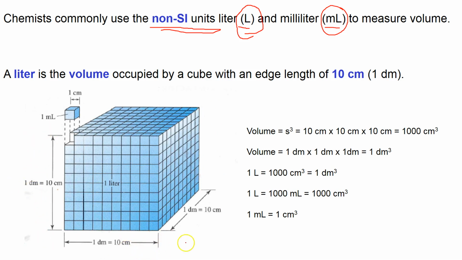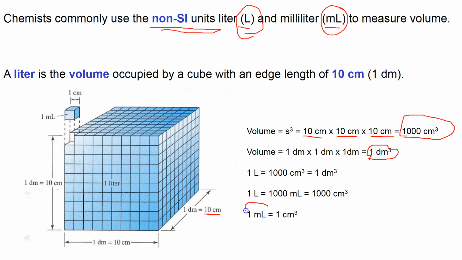So 1 decimeter times 1 decimeter times 1 decimeter, that would be a liter is the same as 1 decimeter cubed. Now a decimeter is exactly the same as 10 centimeters. So a liter is also the size of a cube that is 10 centimeters by 10 centimeters by 10 centimeters, or 1,000 centimeters cubed. So putting those two together, 1 liter is exactly the same as 1,000 centimeters cubed, or 1 decimeter cubed. They're all saying the same thing.